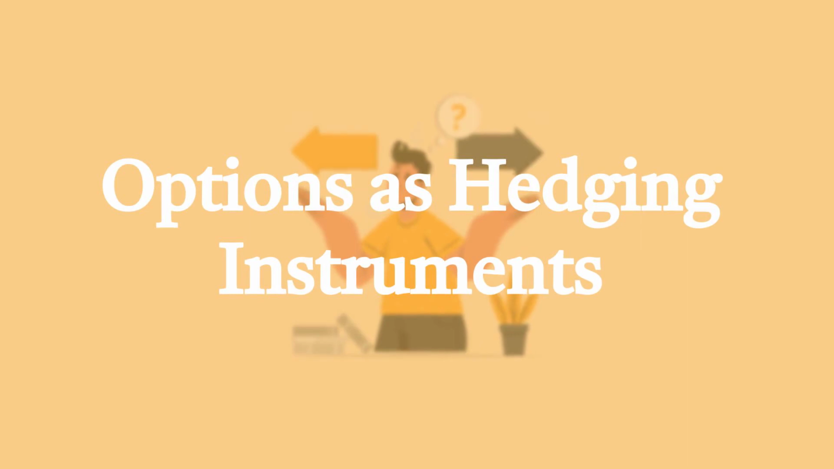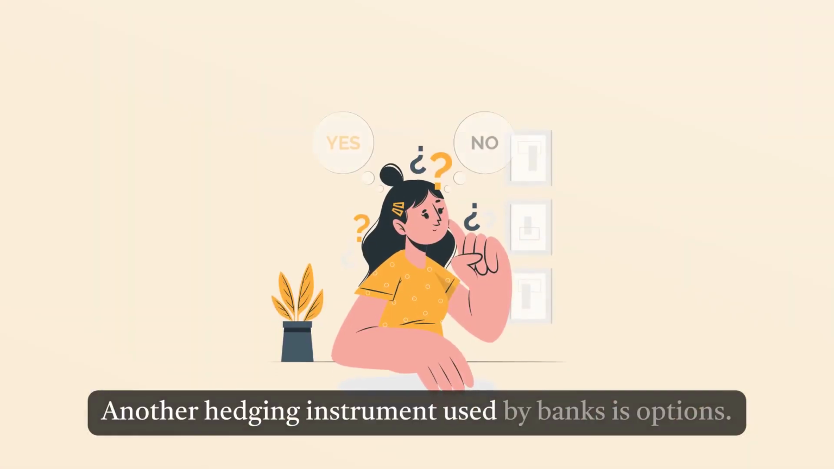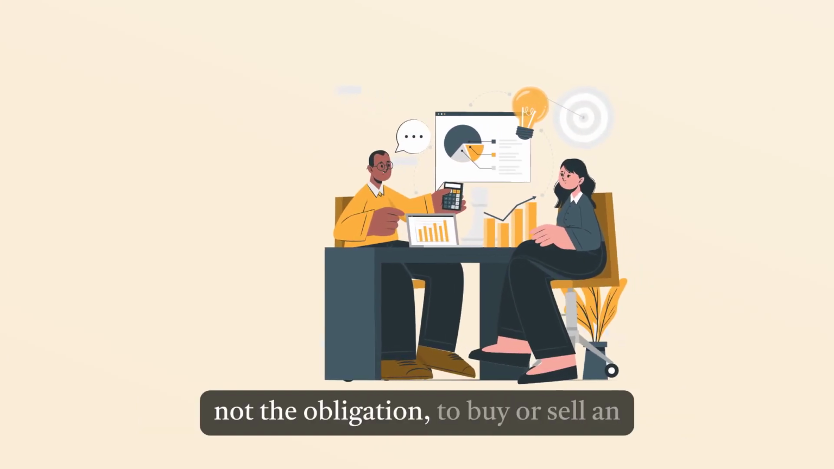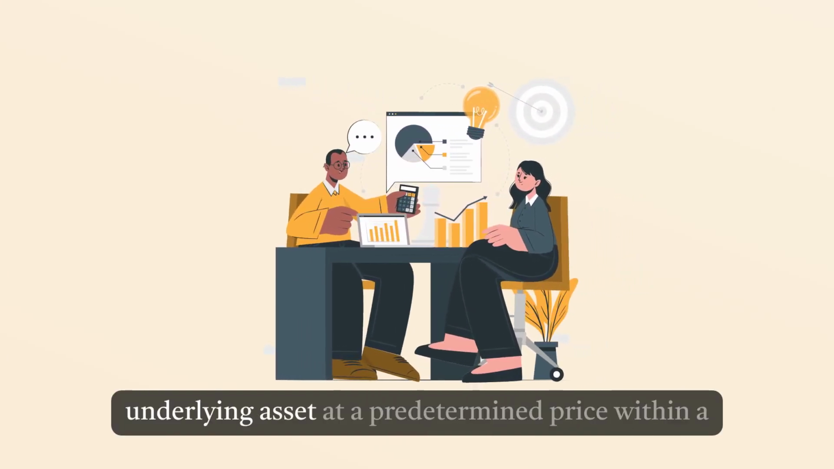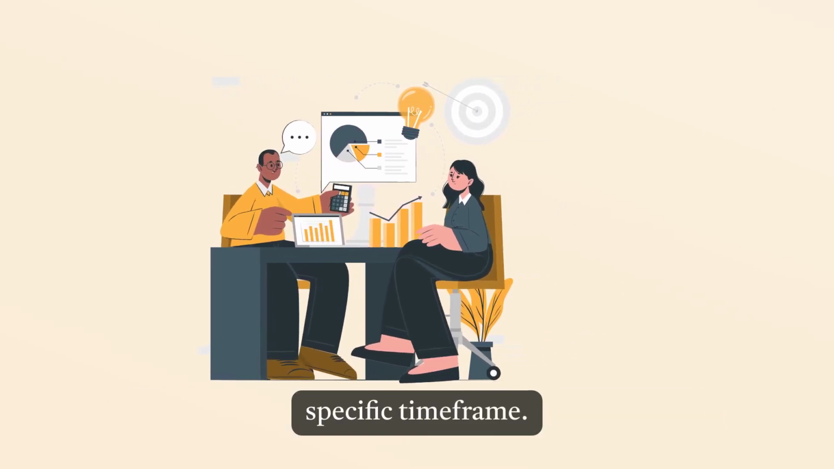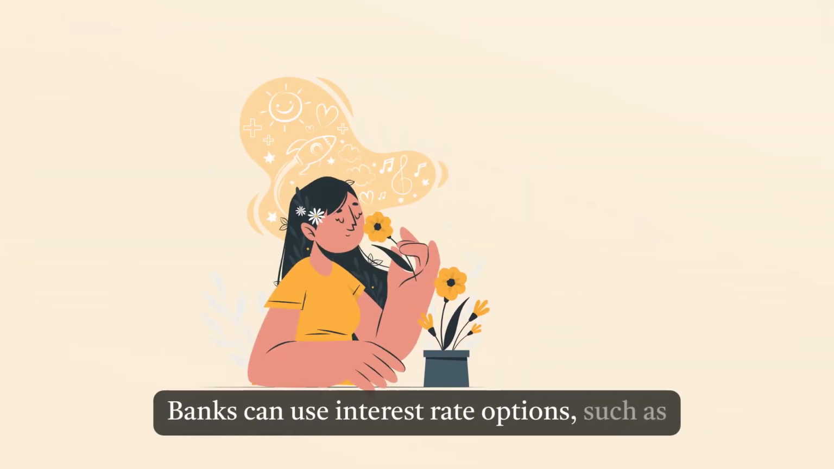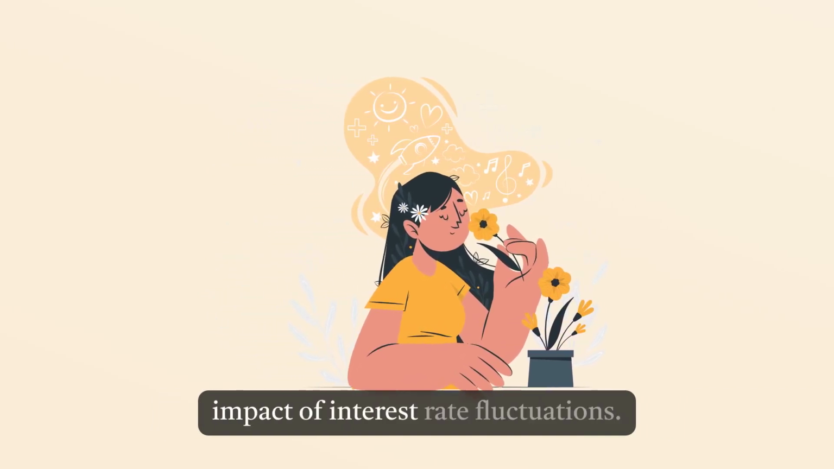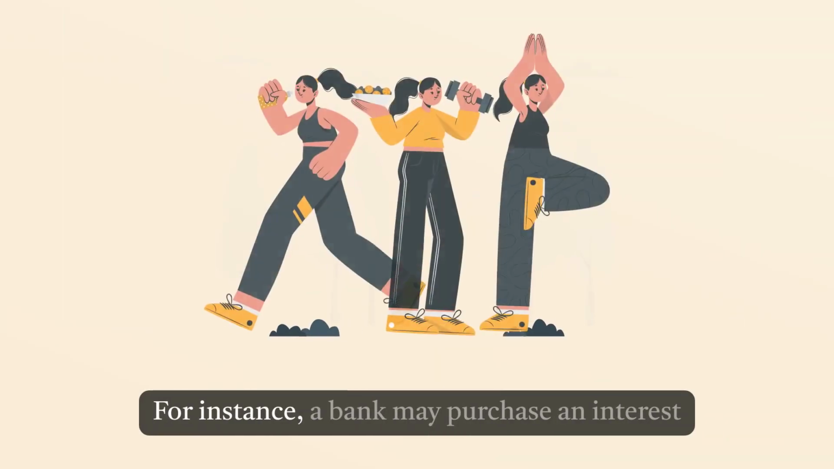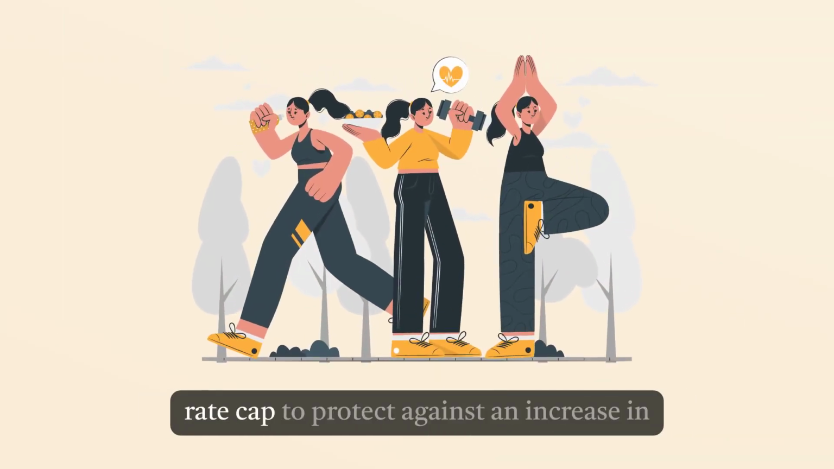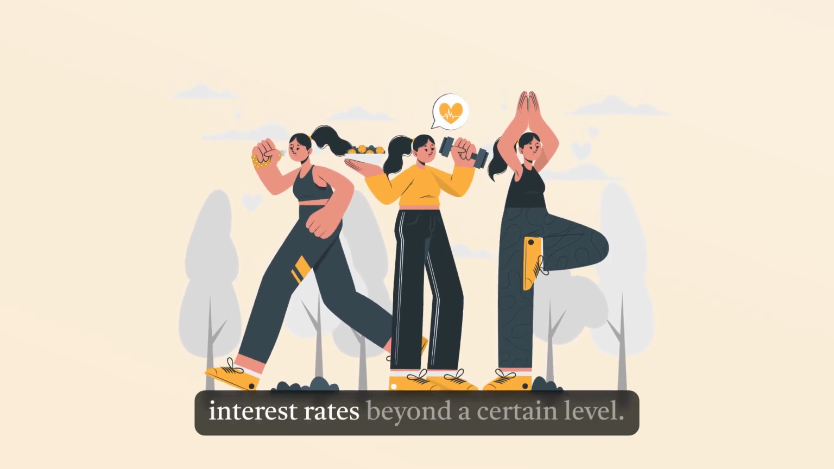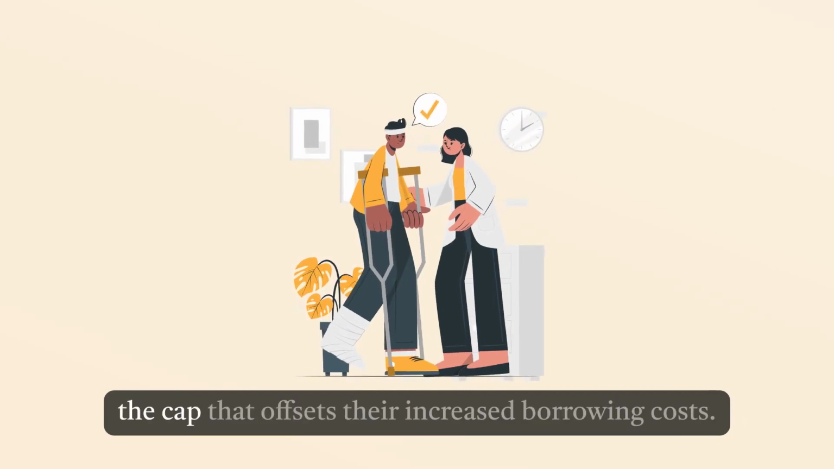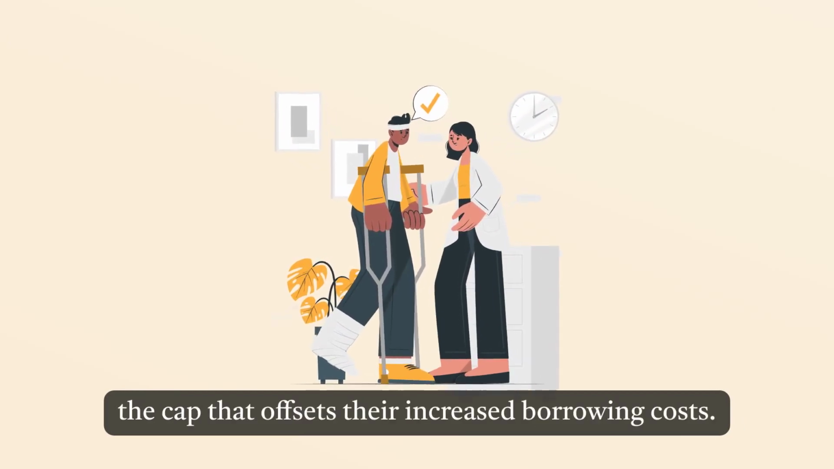Options as hedging instruments. Another hedging instrument used by banks is options. Options provide the buyer with the right, but not the obligation, to buy or sell an underlying asset at a predetermined price within a specific time frame. Banks can use interest rate options, such as interest rate caps or floors, to mitigate the impact of interest rate fluctuations. For instance, a bank may purchase an interest rate cap to protect against an increase in interest rates beyond a certain level. If rates rise, the bank receives compensation from the cap that offsets their increased borrowing costs.